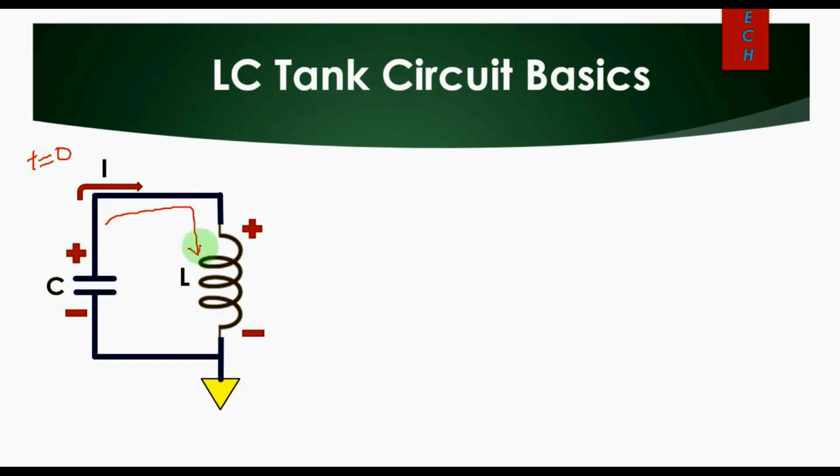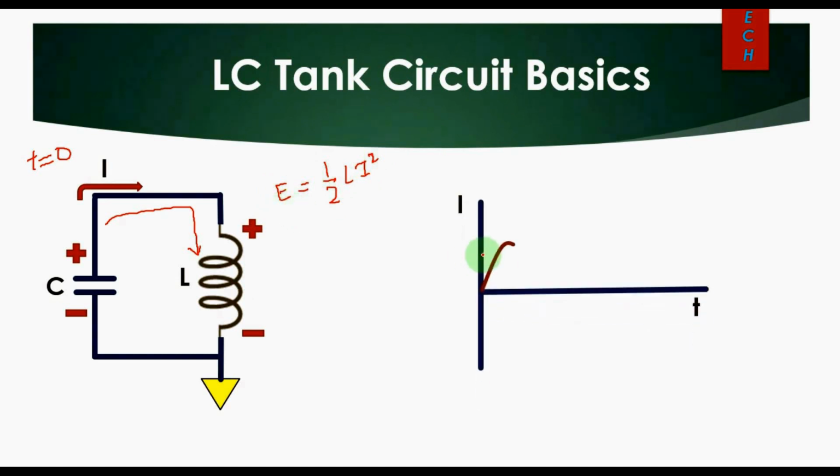And the current flowing through this inductor is now I. We know that the inductor stores energy in the form of a magnetic field, and the energy stored across this inductor is given by half L I square. So if the current increases, the energy stored in the inductor increases.